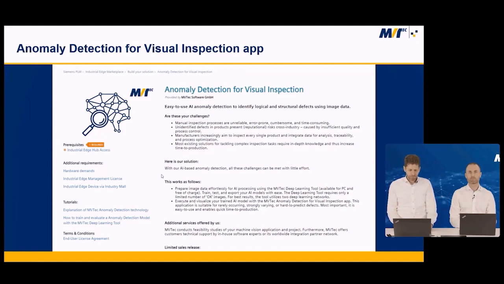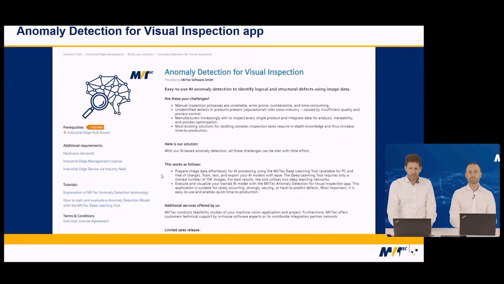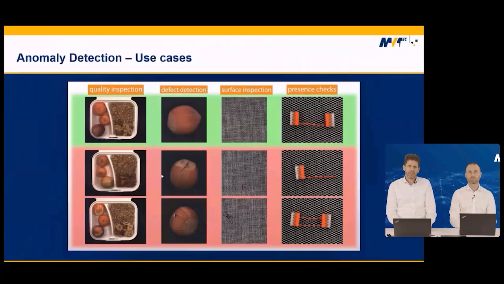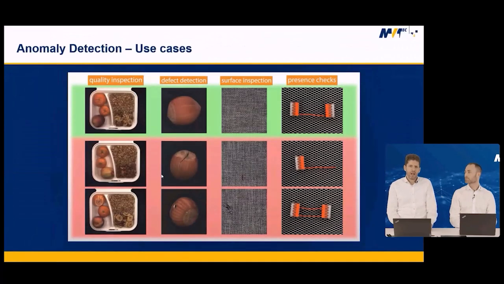And what is anomaly detection? The use cases for anomaly detection are very wide, so you can use it in the quality inspection to detect defects. You can use it in the surface inspection, and you can use it in the presence checks. So, and another very common application is if you want to check if a container is empty, for instance.